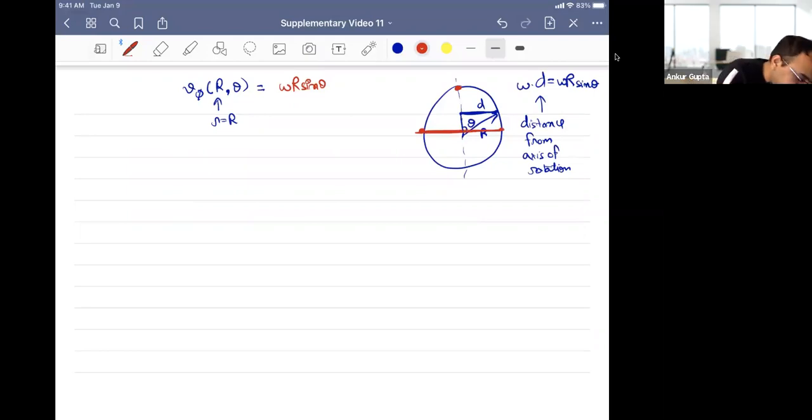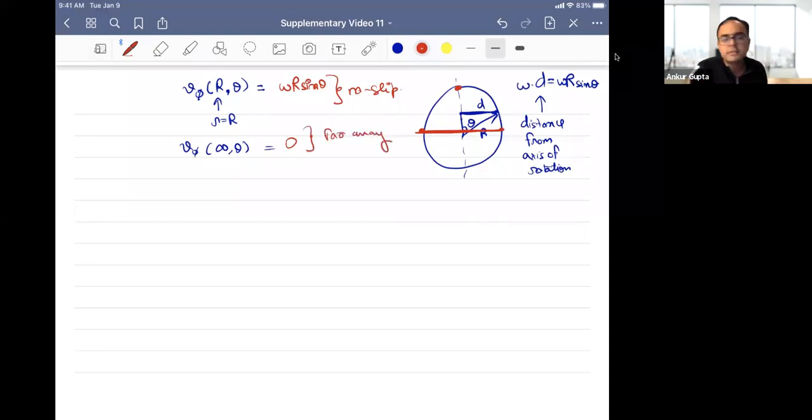And then V phi far away from the sphere, at infinity comma theta, should be zero. So this is no slip, and this is far away. The disturbance basically goes down. There should not be any, because the fluid is quite far away, so the sphere should not be able to move that fluid which is very far away.